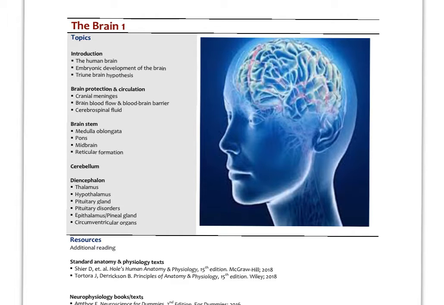The next part of the brain we're going to discuss is the diencephalon, and that includes the thalamus, the hypothalamus, the pituitary gland. And I'm going to look at that in a separate subsection here because that's important enough. There's a number of pituitary disorders you should be familiar with clinically. And then the epithalamus, pineal gland, and then what are called the circumventricular organs. So we're going to look at all of that in this little subsection.